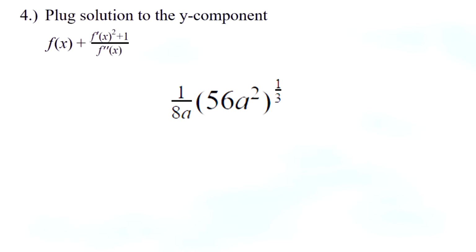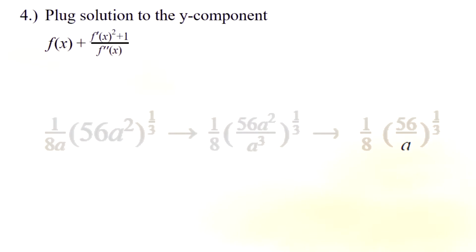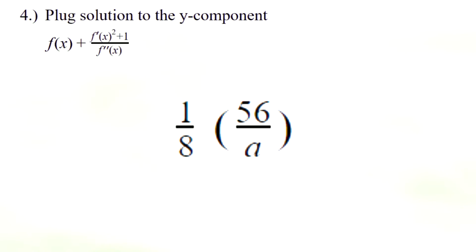We still have an a on the denominator. For the a outside the 1/3 power, inside its denominator is a cubed. With that, the a squared and the a cubed cancel to just a on the denominator. Conclusively, our y component results to 1/8 times 56 over a to the power of 1/3.